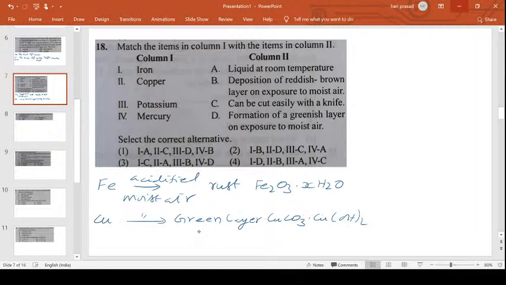Next we will take potassium. Apples can be easily cut with a knife. That means potassium is a very soft metal. Potassium is a very soft metal, therefore it can be cut with a knife. Next, mercury. Mercury is a liquid and has uniform expansion, therefore it is used in thermometers. So for this matching, the second option is correct.